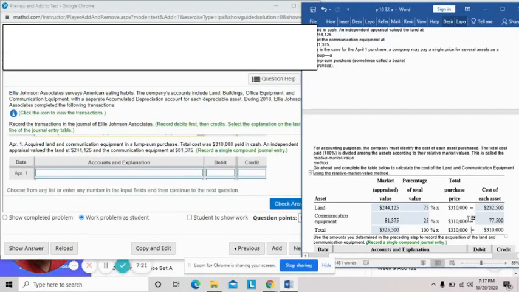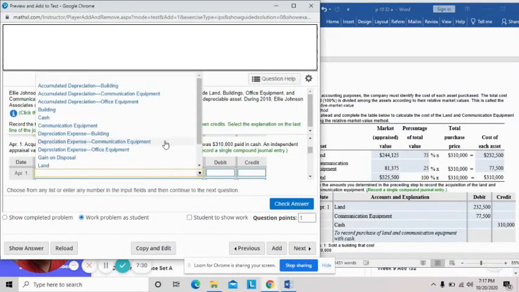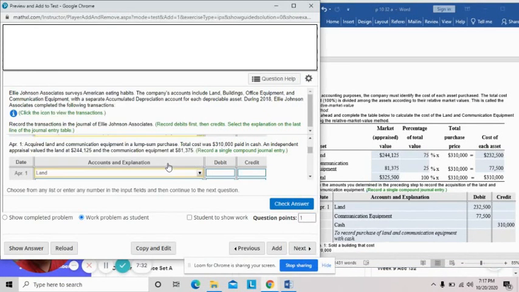So now I'm going to take these amounts and produce my journal entry. Take the amounts from the table we produced. It'll be a debit in land, not the market value, but what we paid for, which is $232,500.